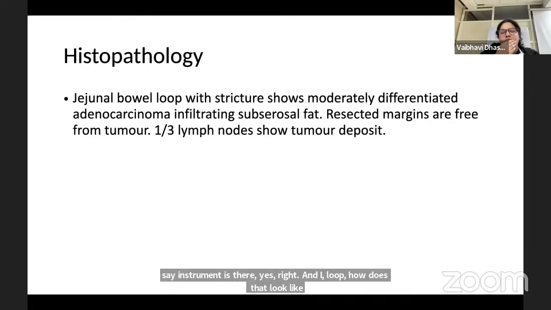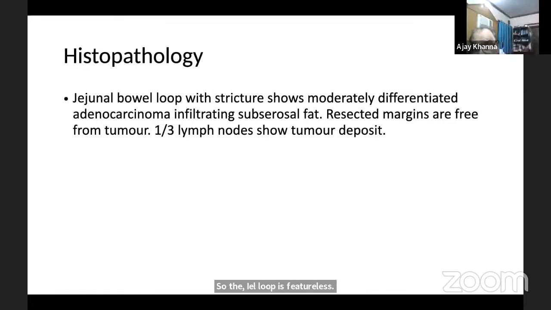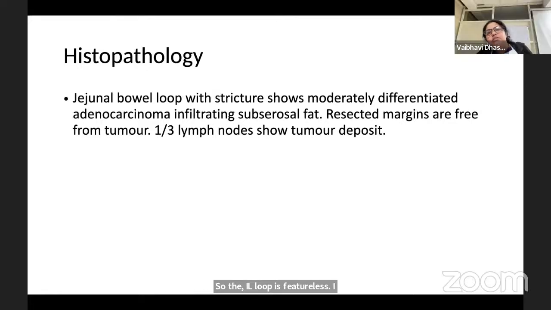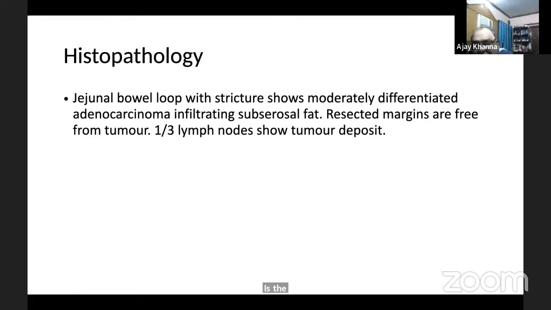The ileal loop is featureless. Ileal loops are characteristically featureless. Right. So in your patient, what was the finding? What did you get in your patient on the plain X-ray?